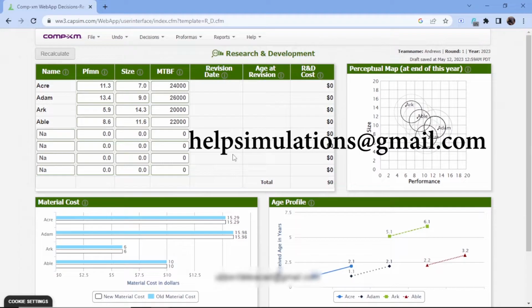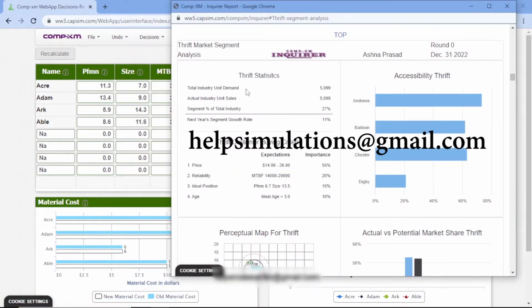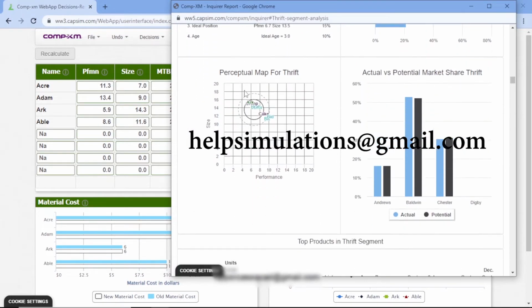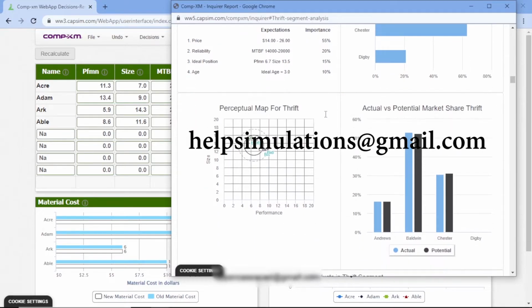This is round 1. So the first step that you normally have to look at is your report to see what are the customers' buying criteria, what do the customers really want in your market. So we'll start with the thrift market segment. Here customers want a product with pricing having an importance of 55%, reliability 20%, positioning 15%, and age 10%.